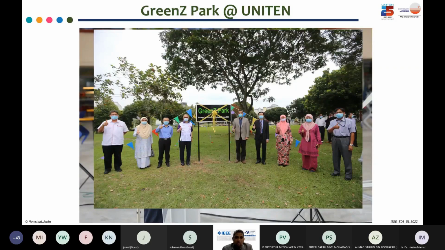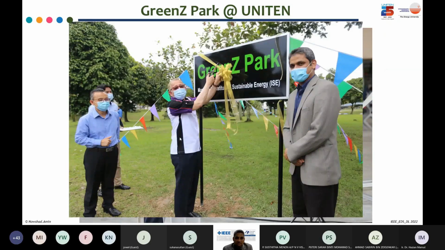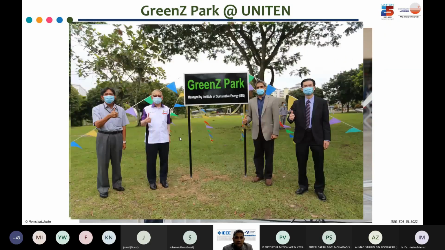We launched this park back in 2020, but due to the COVID situation, we could not install any of our research outcomes until now. But slowly, gradually, we are putting in, for example, a container lab, and recently we also got a 600 kilowatt battery for a virtual power plant. Things are coming one by one. This picture was taken almost 2 years ago.